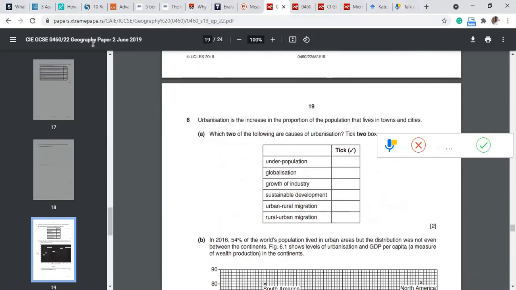Urbanization is the increase in the proportion of population that lives in towns and cities. Which two of the following are causes of urbanization? Growth of industry. If you say growth of industries, would that be the right answer? If you say rural urban migration, that should also be an answer. But that is what urbanization is. You say rural urban.